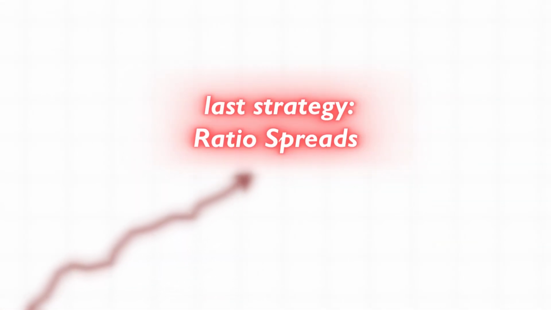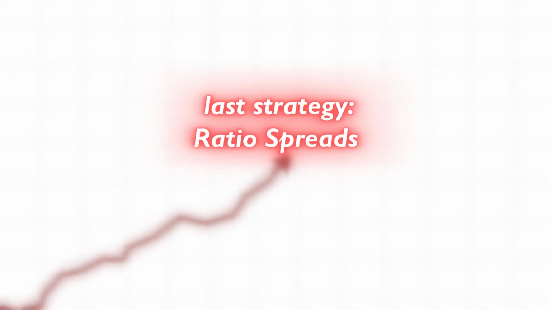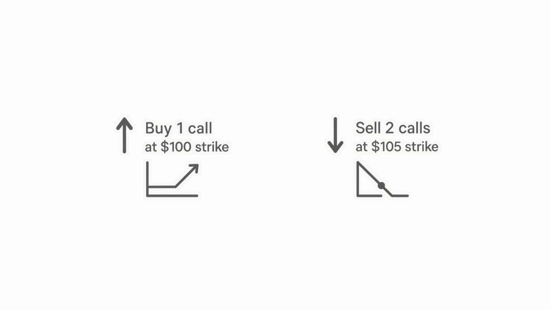And the last strategy, ratio spreads. Now let's go a bit more aggressive with ratio spreads. This is where you buy one option and sell two or more at a different strike price. For example, buy one call at the $100 strike price and sell two calls at the $105 strike price.